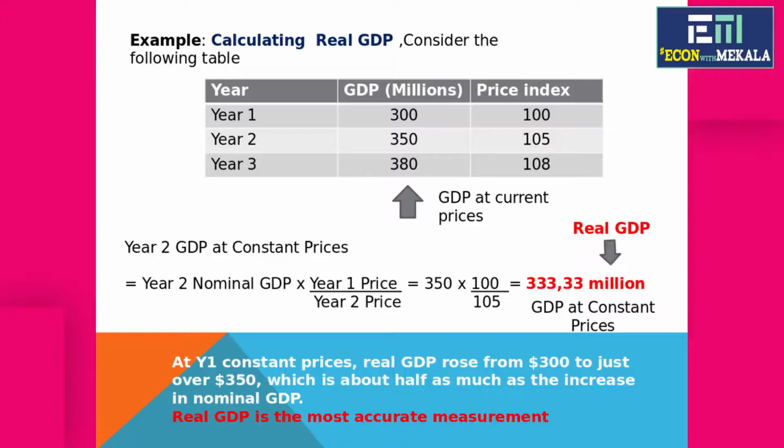If you look at year 1 nominal GDP, that is 300. Year 2 nominal GDP is 350. But if you use the real GDP, year 2 real GDP is 333.33. That is less than the nominal GDP of year 2. That is why around the world, for comparisons among countries or between different years in a country, we use real GDP statistics.